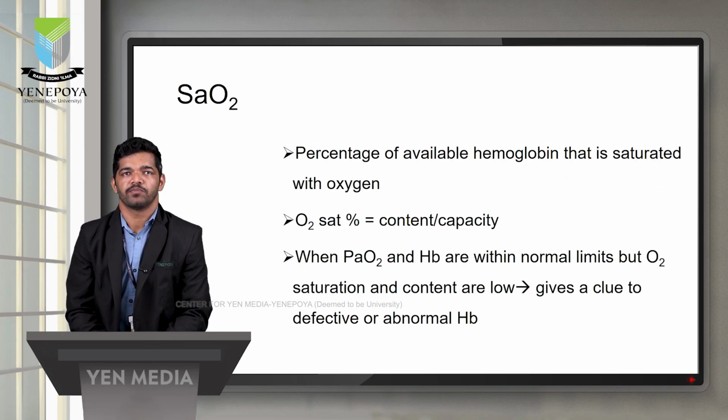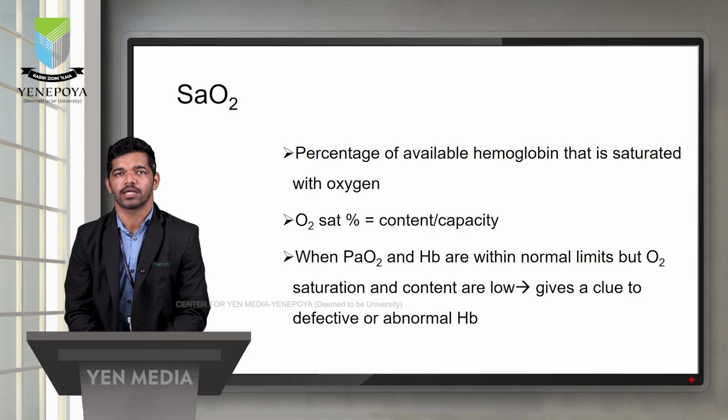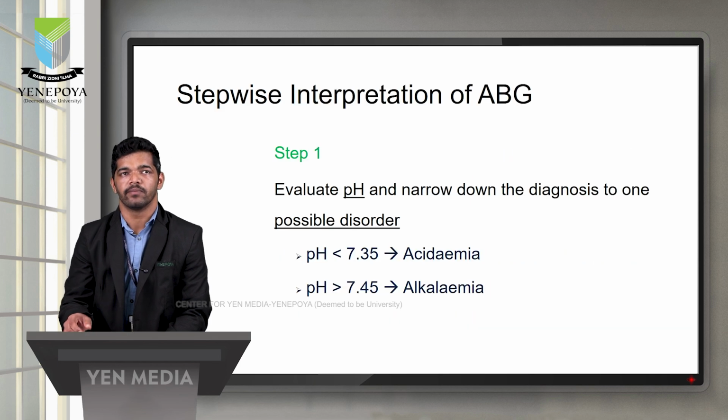So SaO₂ is the percentage of available hemoglobin that is saturated with oxygen. SaO₂ can be calculated with the help of the oxygen content divided by the capacity of the hemoglobin. So when PaO₂ and the hemoglobin are within the normal limit, but O₂ saturation and the content are low, that gives a clue that there is a defective or abnormal hemoglobin in the blood.